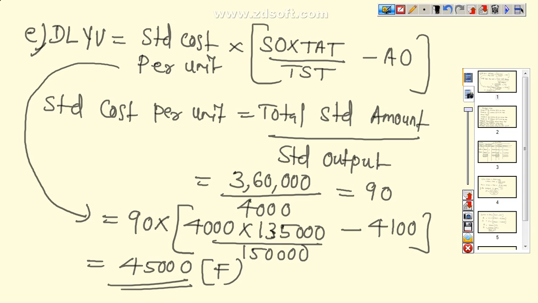And sometimes yield variance is equal to revised labor efficiency variance, but if the output is given, it is better to calculate yield variance applying this formula, that is standard cost per unit multiplied by standard output into total actual time upon total standard time minus actual output.